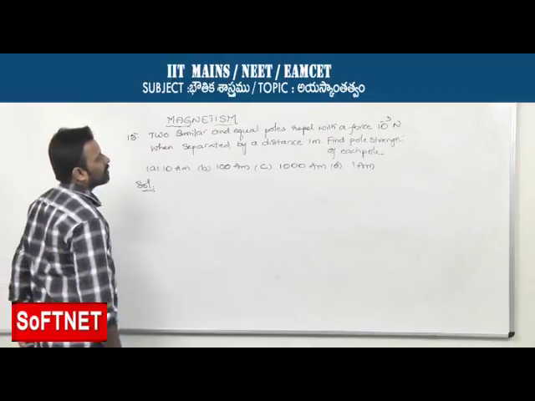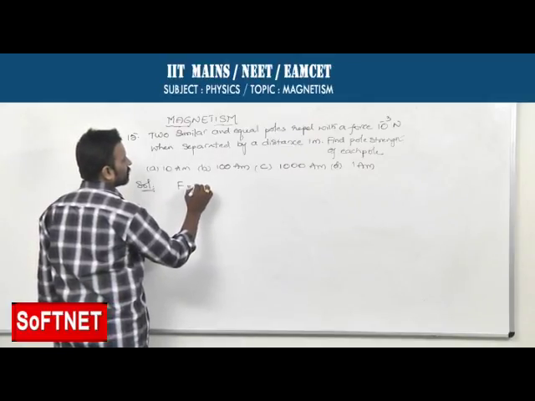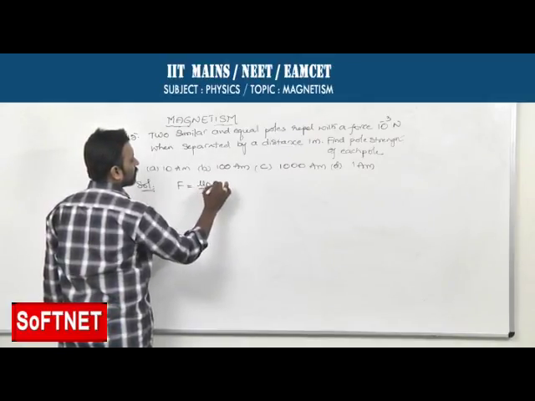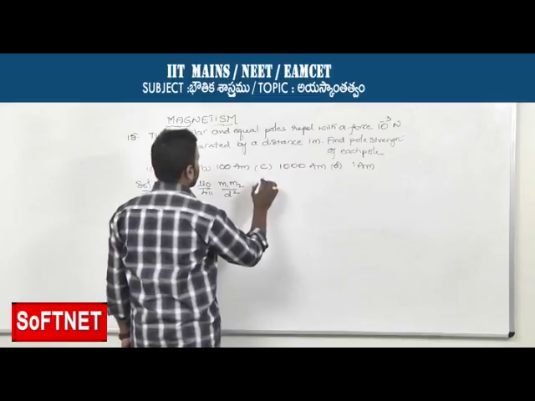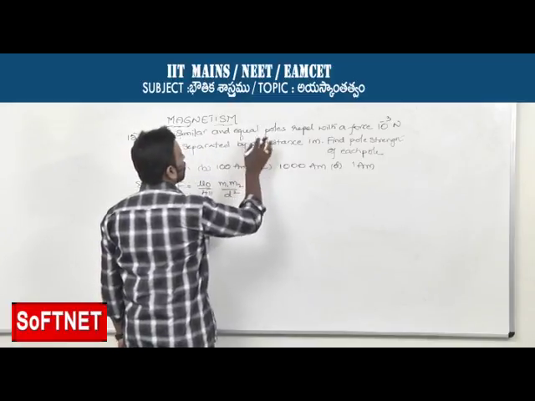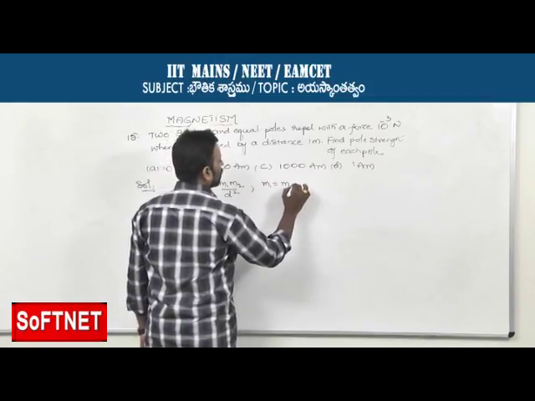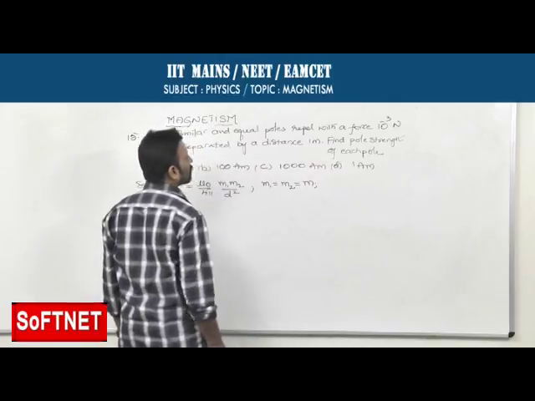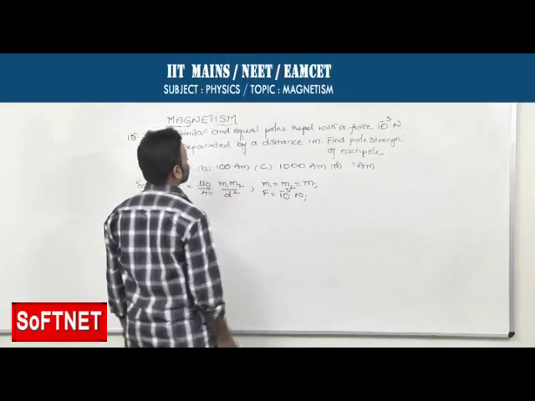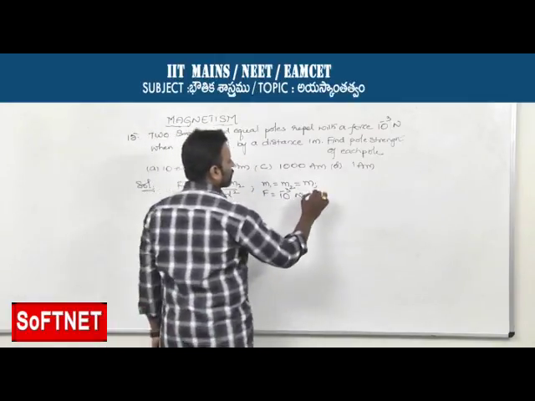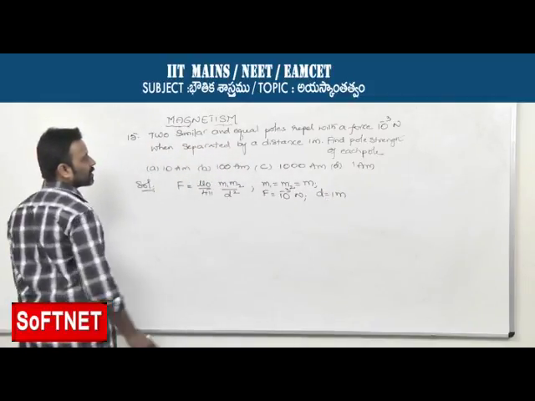This problem is based on the concept of Coulomb's inverse square law, according to which the force of attraction or repulsion between two magnetic poles is mu naught by 4 pi, m1 m2 by d square. According to the given data, two similar and equal magnetic poles, m1 is equal to m2 is equal to m. The force is given as 10 power minus 3 newtons. They are separated by a distance of 1 meter. You are asked to calculate the pole strength of each magnetic pole.